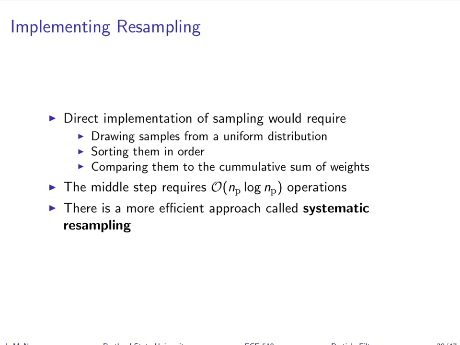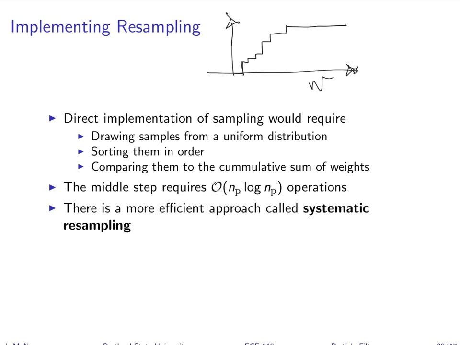I'll slow down here. When you're resampling with replacement, and we've got all these weights, to do this directly would require that you draw samples from a uniform distribution, sort them in order, and compare them with a cumulative sum of the weights. The cumulative sum of the weights can take on certain values. Maybe the first weight is large. Maybe the next one is small, so there's a little step. Next one may be small. Next one's maybe bigger. You can do this cumulative sum of the weights, and it will look something like a CDF.